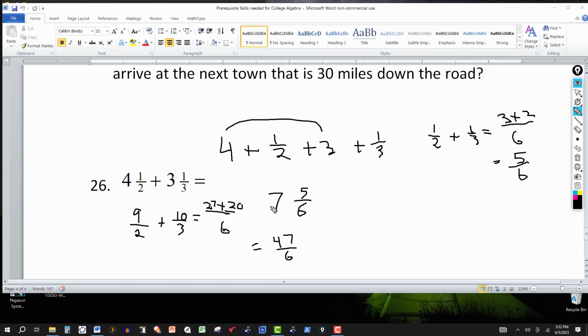But if you want to rewrite it as a mixed number, you can divide 6 into 47. That'll go 7 times with 5 left over, which gives me 7 and 5/6. That's your answer. Okay, that's actually the last problem.